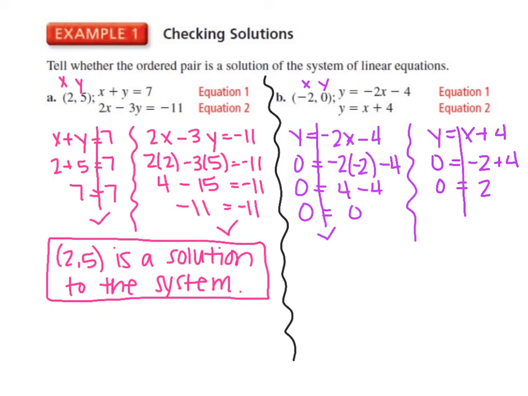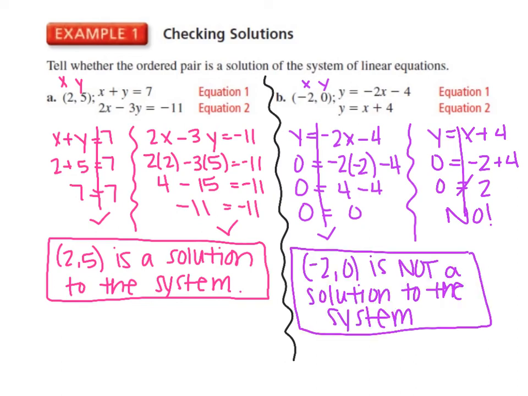If it's not true, we can draw a line through it or write no or something like that. And that means if one of them is true and one of them is not true, well, both of them have to be true for it to be a solution. So that means it is not a solution to my system. Again, both have to be true in order for it to be a solution.